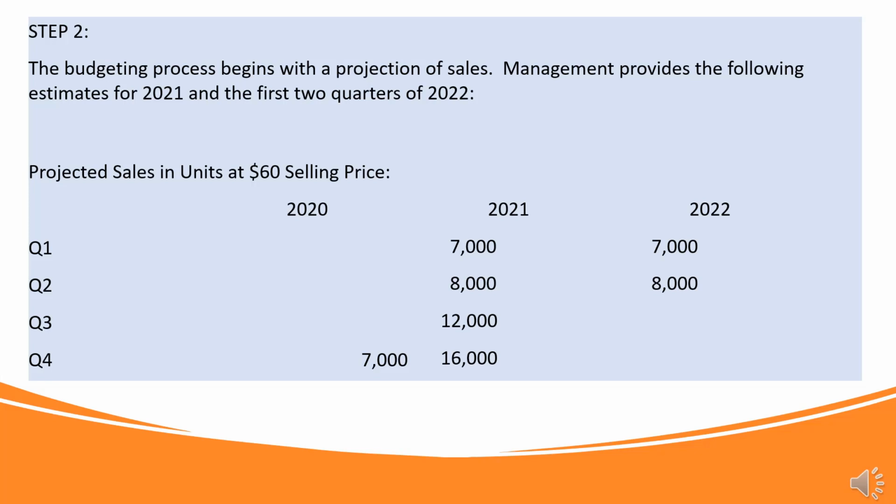In this case, 7,000 in the first quarter of each of the years 2021 and 2022, 8,000 in the following quarters, and then 12,000 and 16,000 for 2021 in Q3 and Q4 respectively. That's where we have to start in order to build our budget.